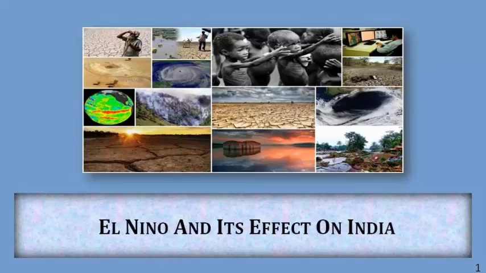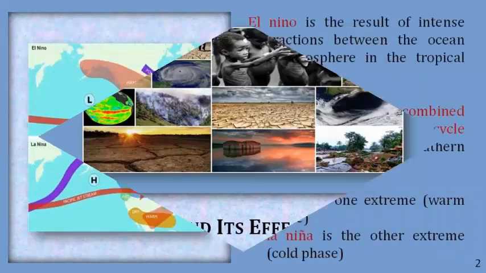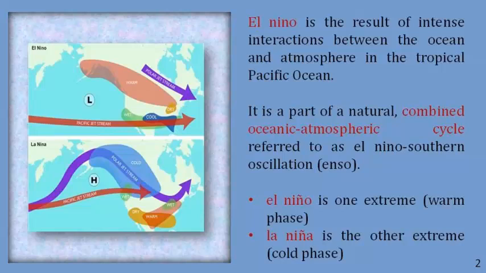El Nino and its effect on India. El Nino is the result of intense interactions between the ocean and atmosphere in the tropical Pacific Ocean. It is part of a natural combined oceanic atmospheric cycle referred to as El Nino Southern Oscillation, that is ENSO. El Nino is one extreme, that is the warm phase. La Nina is the other extreme, that is the cold phase.